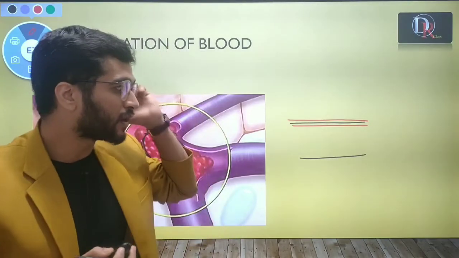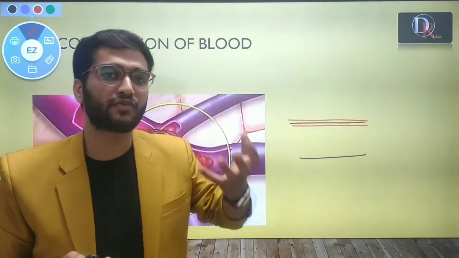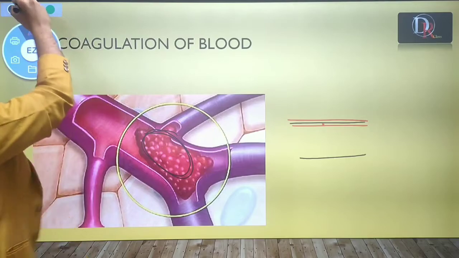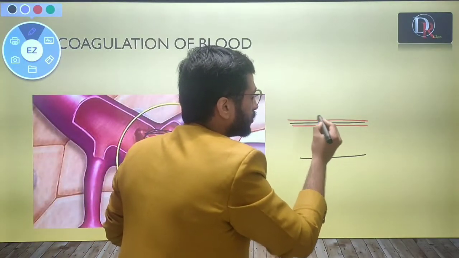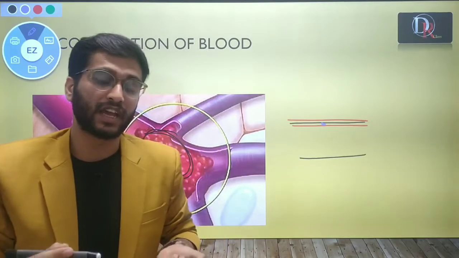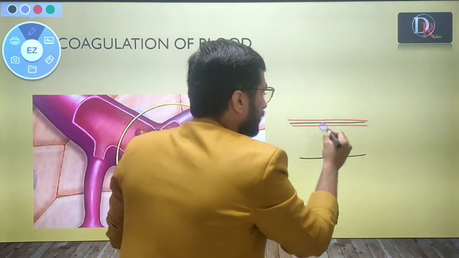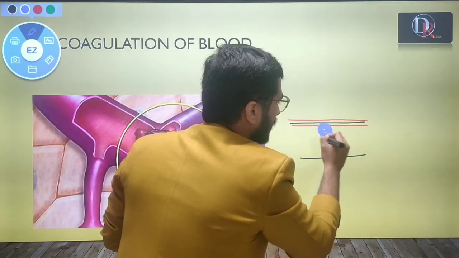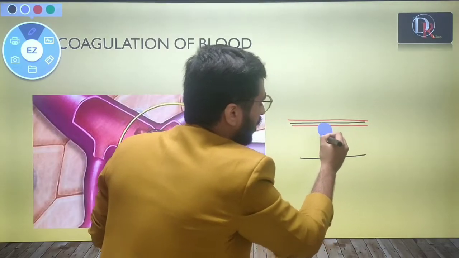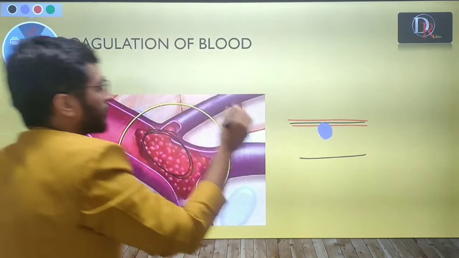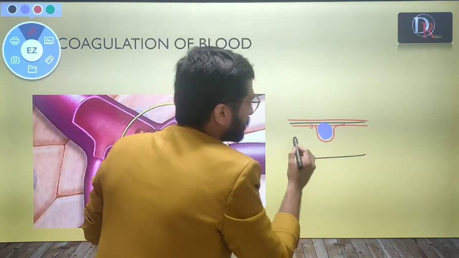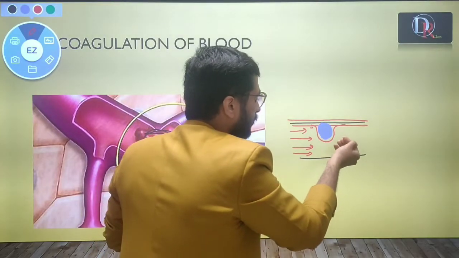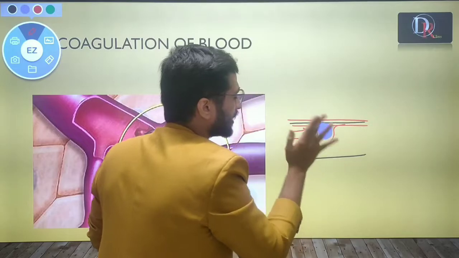Now what happens here? If due to some reasons or excessive fat consumption, fat accumulation starts inside. Okay, if the fat accumulation starts in between the tunica media and tunica intima, it will result in plaque formation. And if this plaque becomes bigger, what will it lead to? It will lead to narrowing of the lumen, and the narrowing of the lumen will lead to blood passing forcefully.